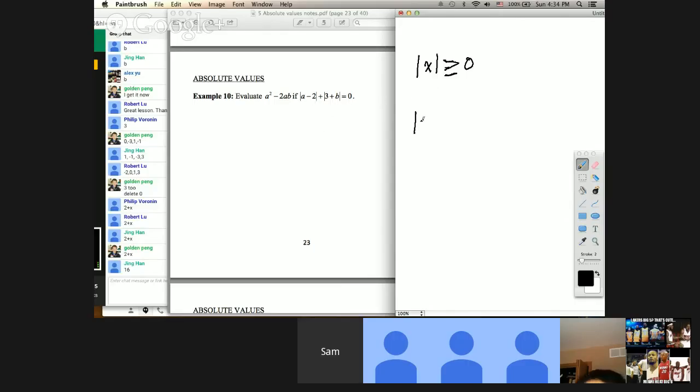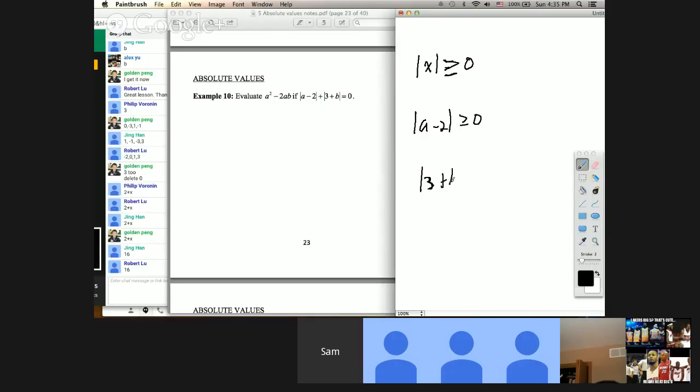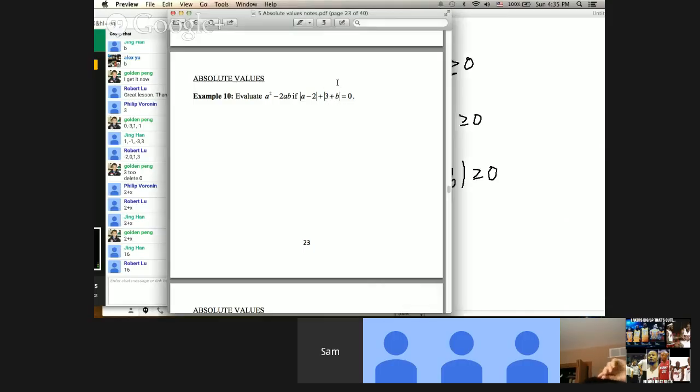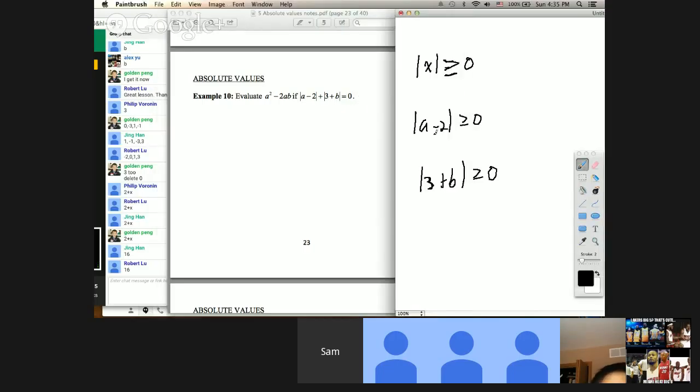So both the absolute value of a minus 2 and the absolute value of 3 plus b have to be greater than or equal to 0. Since they're both greater than or equal to 0 and they add up to 0, they're both going to have to be 0. Because if the absolute value of a minus 2 was like 3, then the absolute value of 3 plus b would have to equal negative 3, and that's never going to happen. So they both have to be equal to 0. So a must equal 2, and then b must equal negative 3. And then you just plug that in, and you should get 16 in the end.